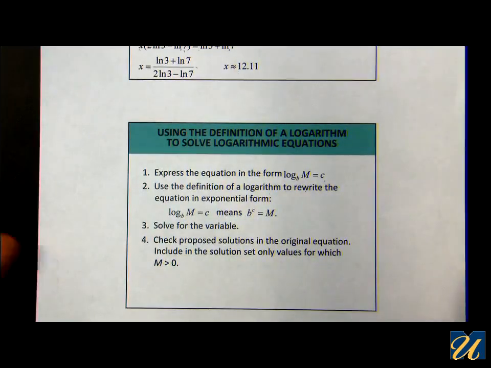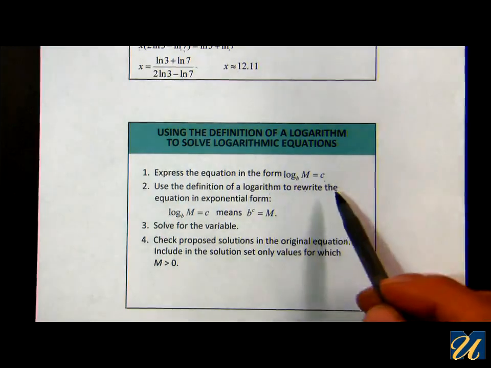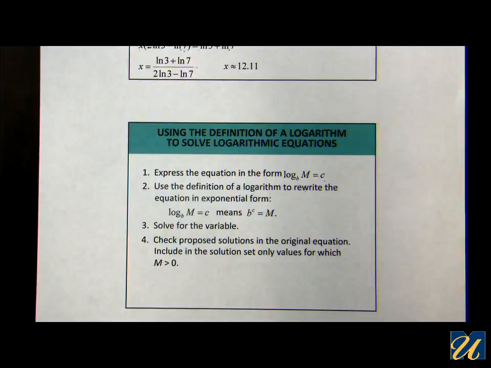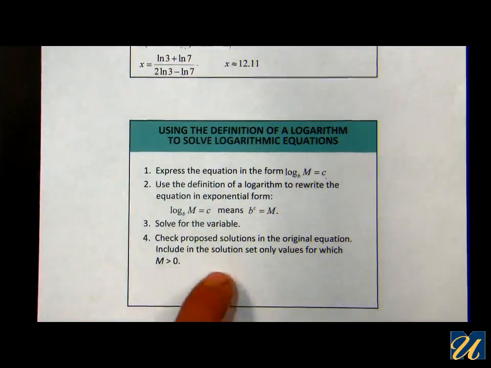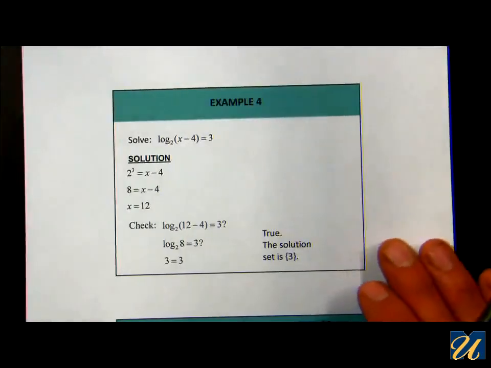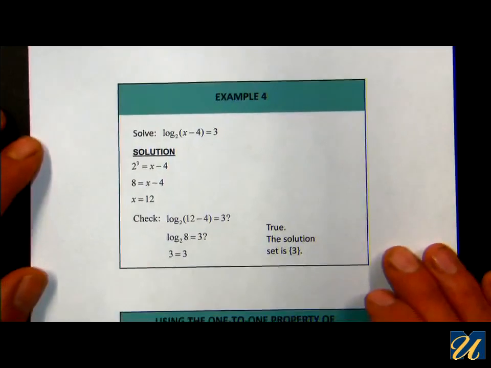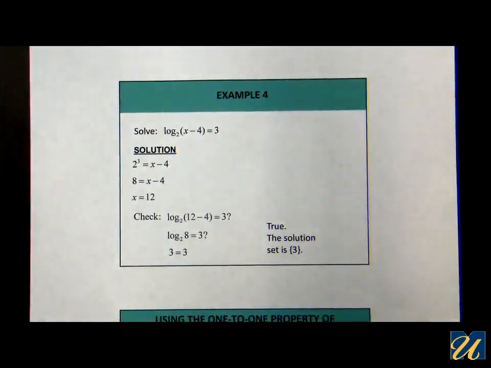Okay. Then we have to check our proposed solutions to see if they violate any domain issues. In other words, the logarithm is only defined for positive numbers, so we have to always check to make sure that that is true. So here's an example of this very idea, right here, example number 4. So we've got the log base 2 of x minus 4 is equal to 3.